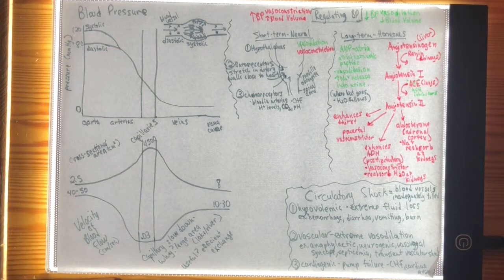When we discuss blood vessel physiology, we're discussing blood pressure, of course, which is the big topic, but also the velocity of blood flow, or the speed of blood flow. And also, a separate topic would be circulatory shock.